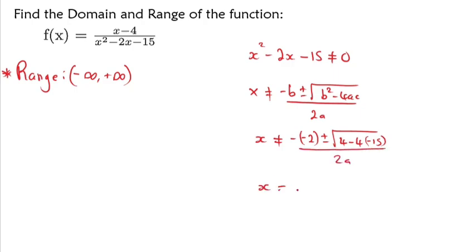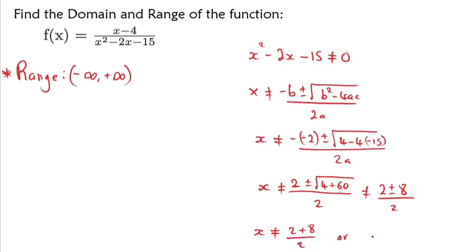So x must not be, this is now a positive 2, plus or minus the square root of 4 plus 60, divided by 2. So this must not be 2 plus or minus the square root of 64, which is 8, divided by 2. So x must not be 2 plus 8 over 2, or x must not be 2 minus 8 over 2.